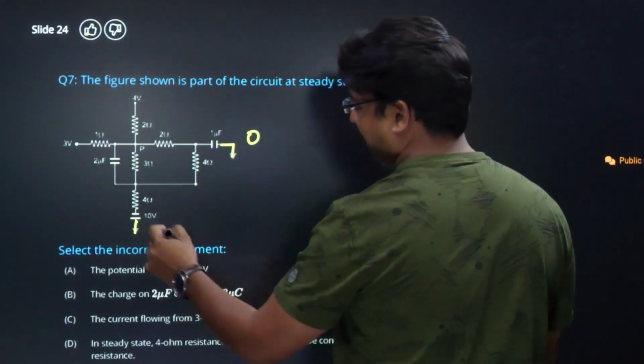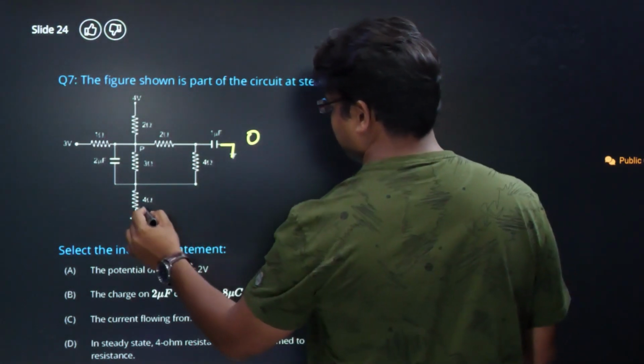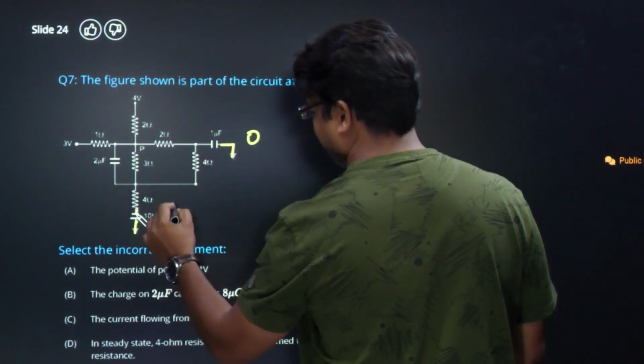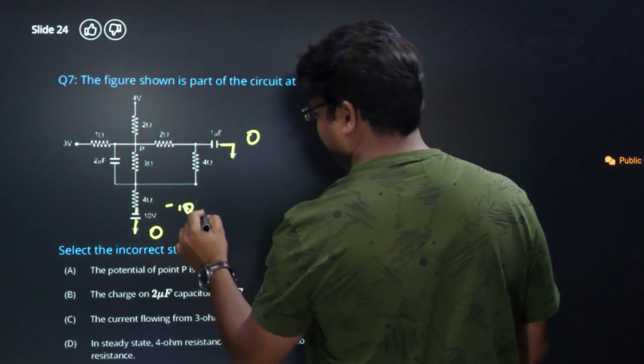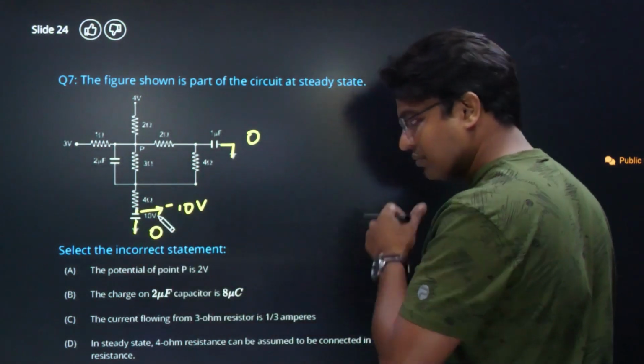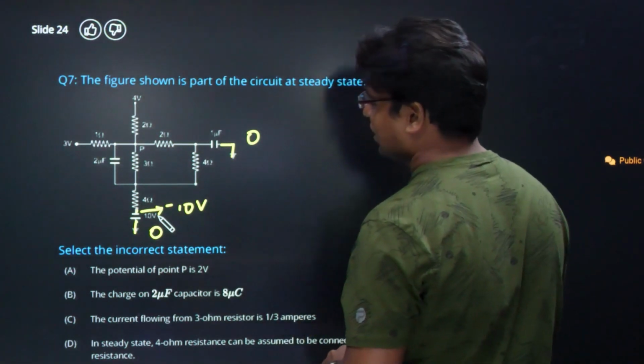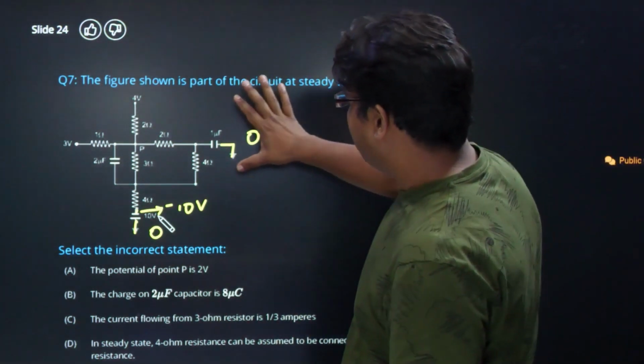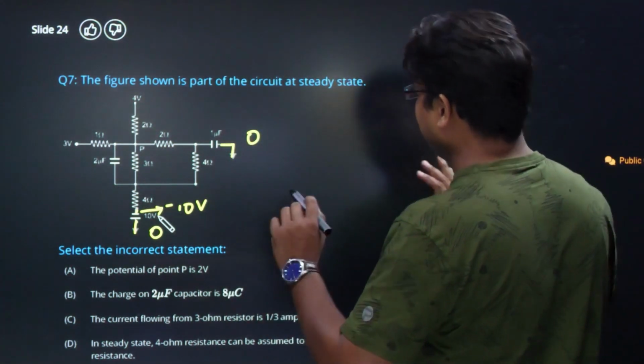Then we have a battery of 10 volt. So this place will have a potential of minus 10 volt, because the positive terminal is towards the ground. So what we can do, let's erase this.